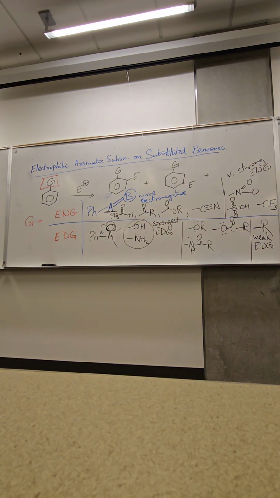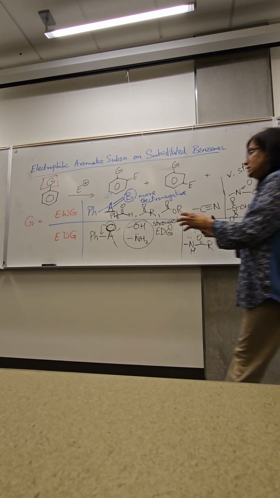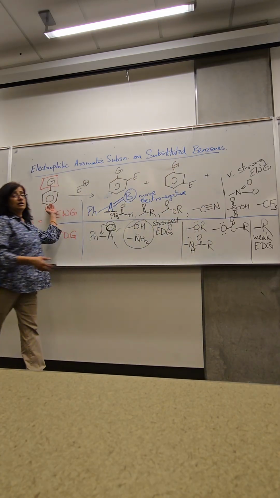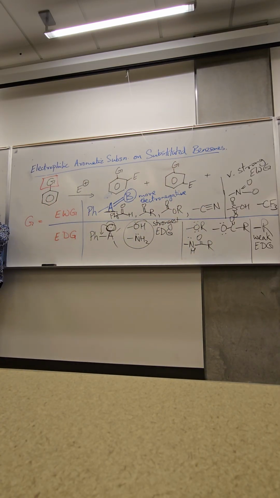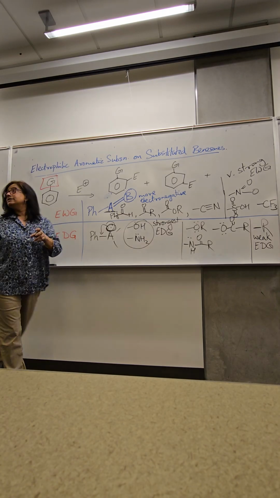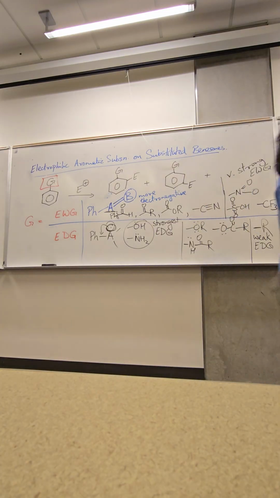Focus only on the middle column, the effect on rate, reactivity part. So activating groups are the ones that give electrons to the benzene. Deactivating groups are the ones that take electrons from the benzene. These are the activators, these are the deactivators. Make sense, everybody? Yes? Okay.